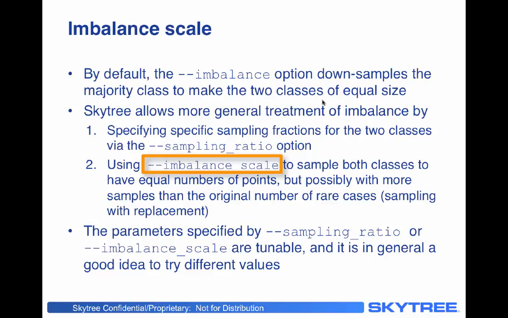The imbalance scale option is a simplified version of sampling ratio. It always samples the two classes to make them of equal size, but it also allows upsampling of the minority class. For instance, if you want to sample the two classes so that they both end up having twice the number of examples in the original minority sample, you would set the imbalance scale option to 2. The imbalance scale and sampling ratio options are both tunable, so if you specify multiple values for these options, and if you use a tuning setting such as a holdout ratio or a number of cross-validation folds, Skytree will try the values that you specify for the imbalance scale or the sampling ratio and pick the best one.